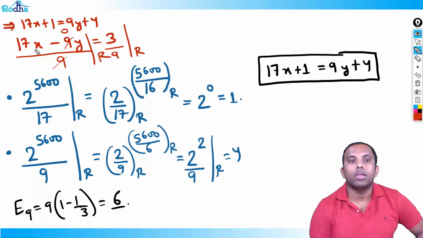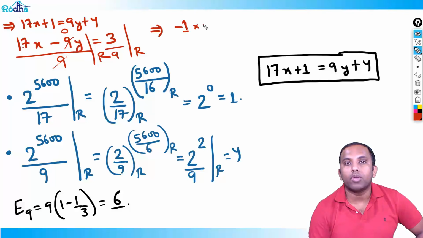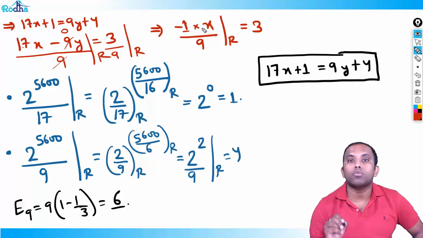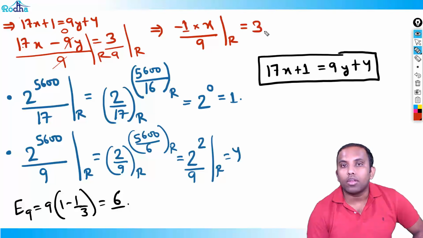So 0 now. 17 by 9, what is the remainder? Minus 1. So you can write this step as minus 1 into x divided by 9. What remainder should I get? 3. So when you get this as 3, x has to be a positive value, right? So 3 we will get only as the remainder.